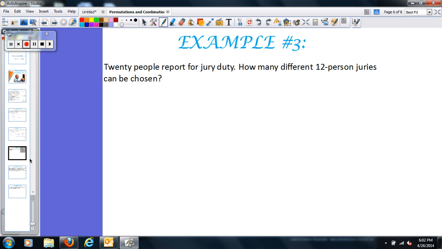So the next question we have to decide is, does the order matter? If I have 20 people and I'm taking 12 people out, and I'm making a jury, does the order of that jury matter? No, it doesn't matter. You're just taking 12 random people out. So since order does not matter, this is a combination, which is nCr. That is n factorial divided by r factorial times n minus r factorial.